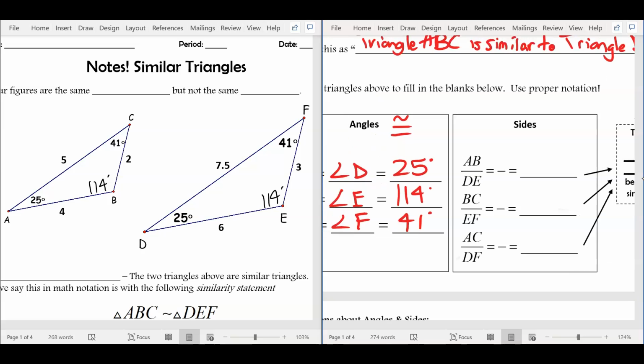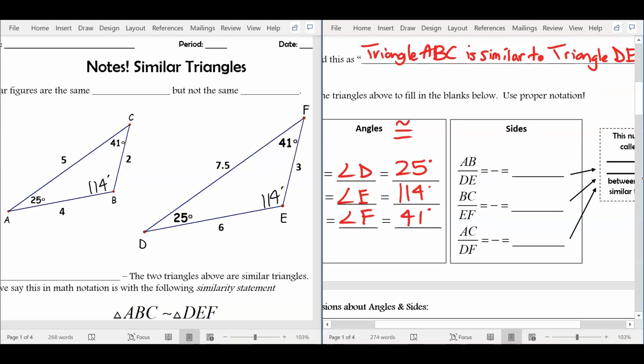But let's talk about these sides now. AB. How long is segment AB? What number is between A and B? 4, right? DE, between D and E, is 6. So in that tiny little fraction bar, you're going to write it as a fraction. 4 over 6 right here.